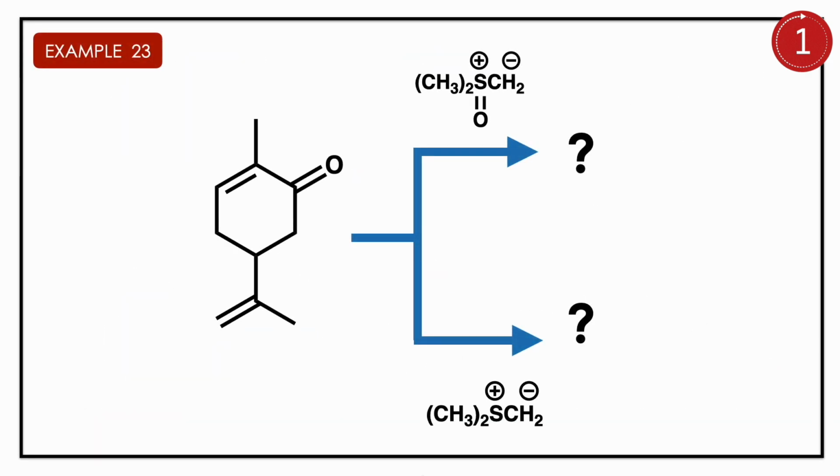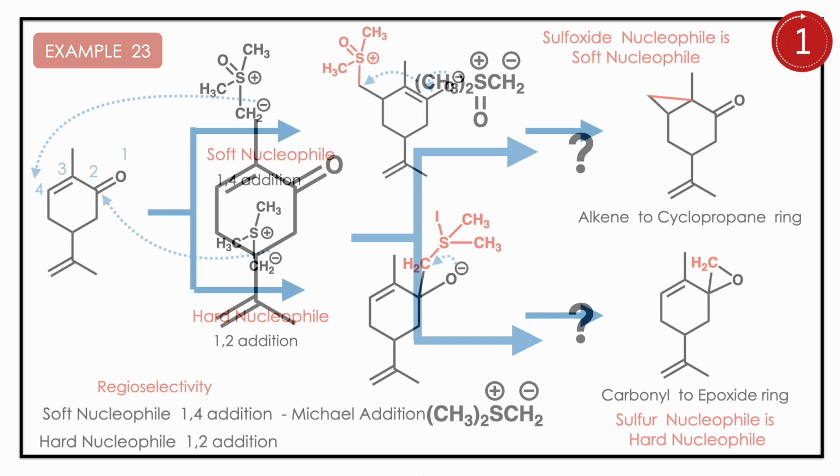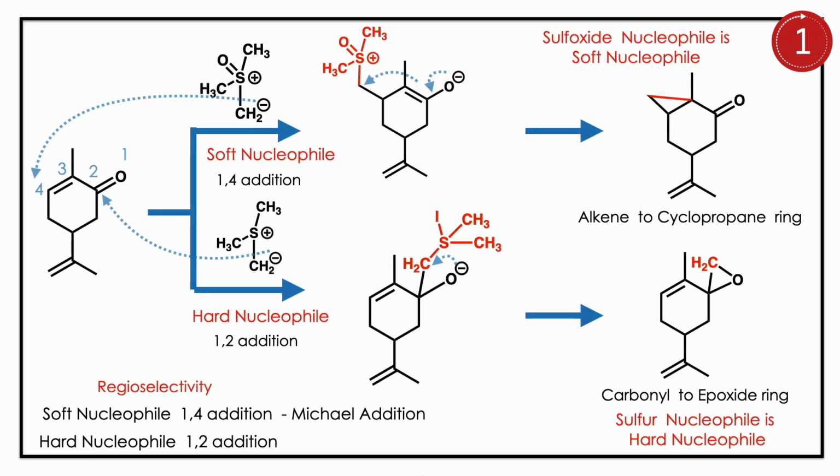Then the next example: you have cyclohexenone with methyl and isopropenyl in the 4 position. You have the sulfonium ylide with CH2 minus, and the sulfoxonium ylide with CH2 minus. You should find what will be the final product. Here you have a similar situation, soft and hard. Sulfonium ylides are hard, and will undergo 1,2 addition. Sulfoxonium ylides are soft, which will undergo 1,4 addition. So the sulfoxonium ylide adds at the 4th position.